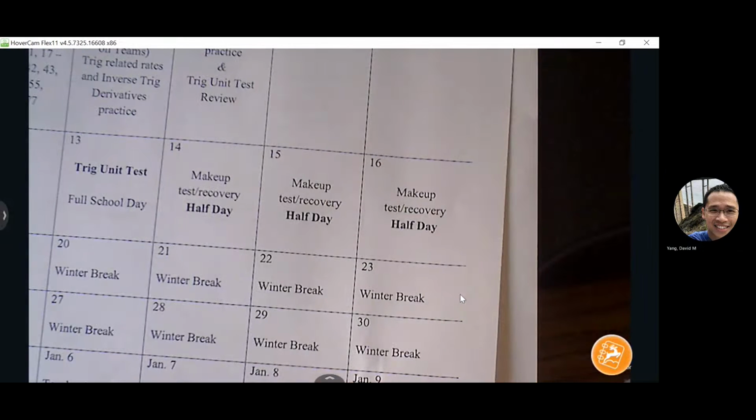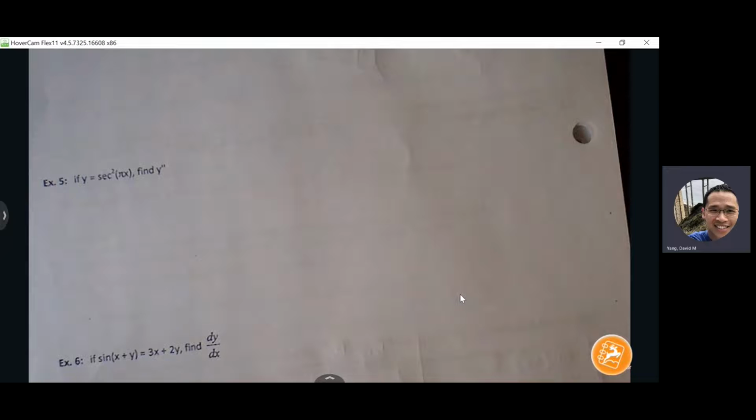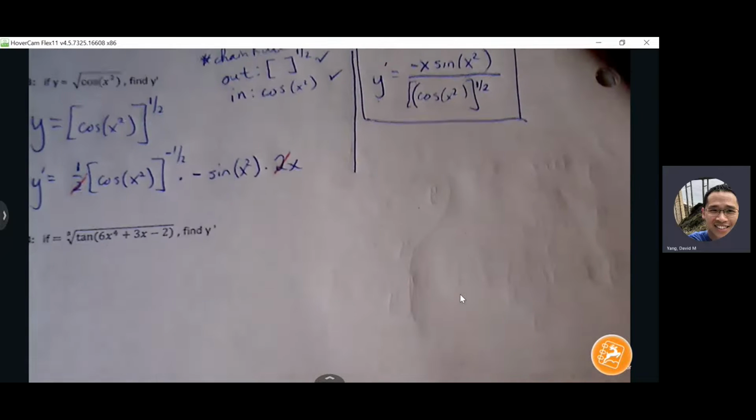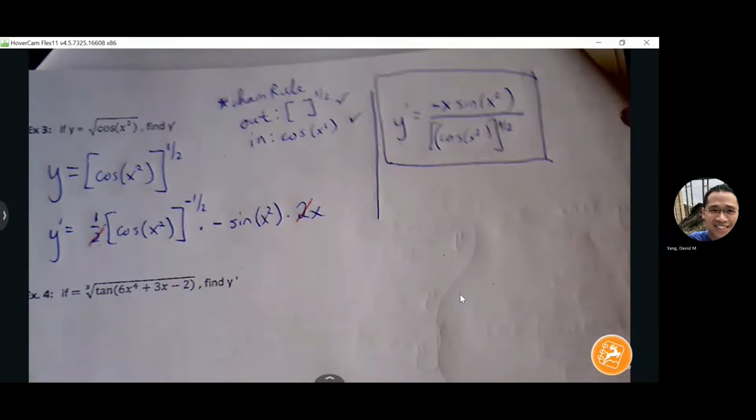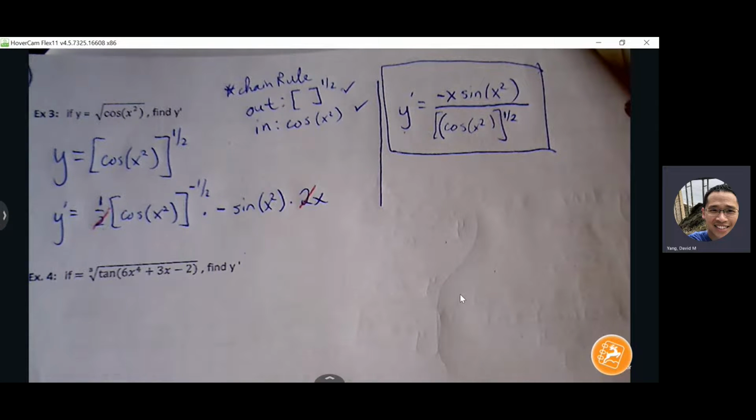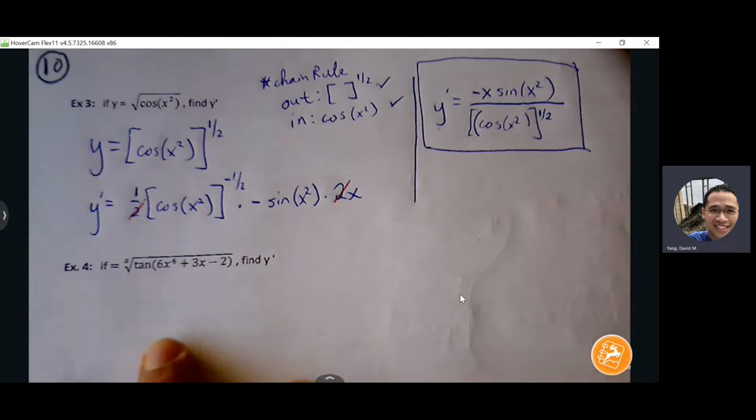So if we can go to our trig unit packet, I'd like for us to finish page 10. So page 10 in your packet. I think we got through number 3, right? We got through example 3, which is chain rule. And we're going to see a similar process with example 4.